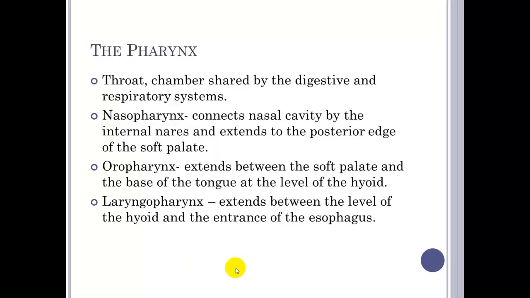The pharynx, throat chamber shared by the digestive and respiratory systems. The nasopharynx connects the nasal cavity by the internal nares and extends to the posterior edge of the soft palate. Oropharynx extends between the soft palate and the base of the tongue at the level of the hyoid. Laryngopharynx extends between the level of the hyoid and the entrance of the esophagus.